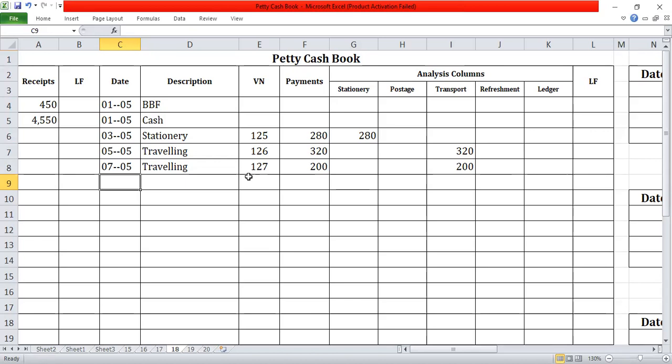Good. The next date is 10th of May. Refreshments. 128 is the voucher number. 240 is the value or the payment. You can analyze that in the refreshment column. Okay.